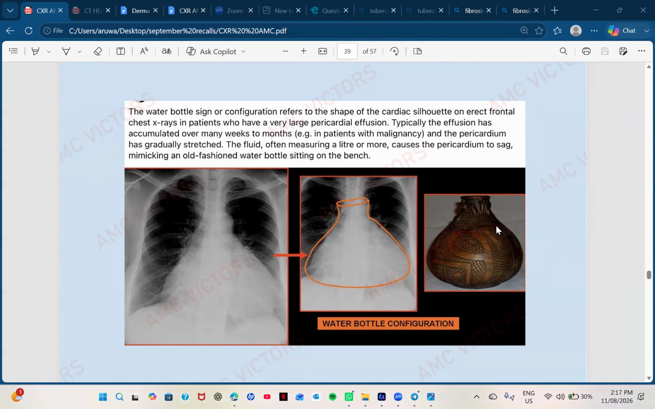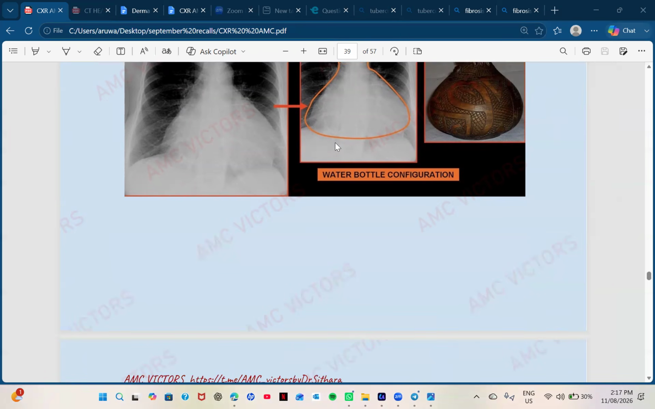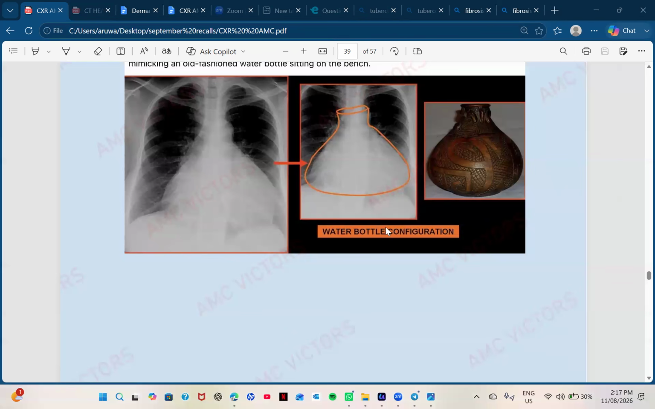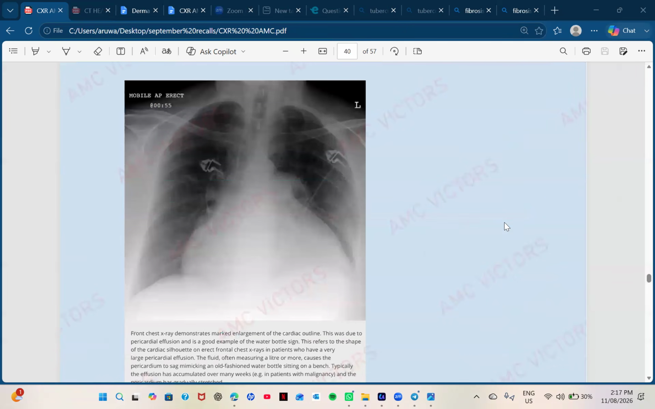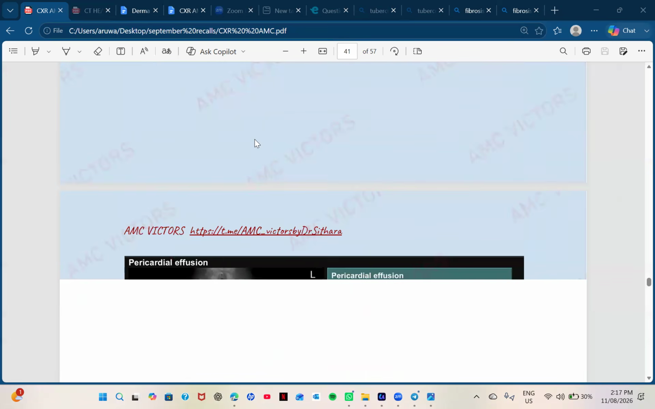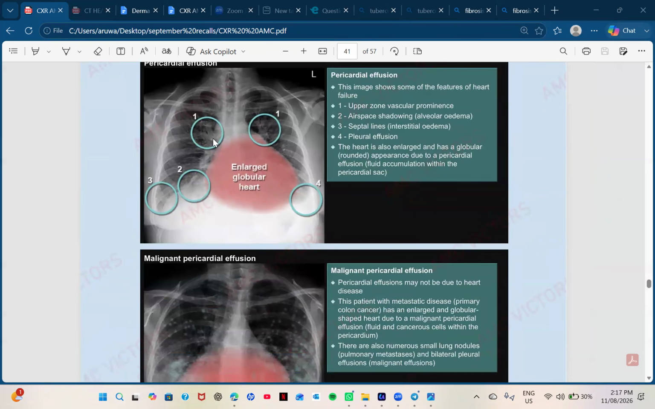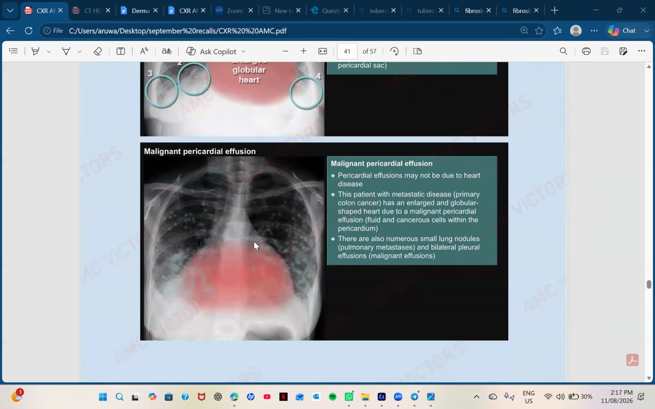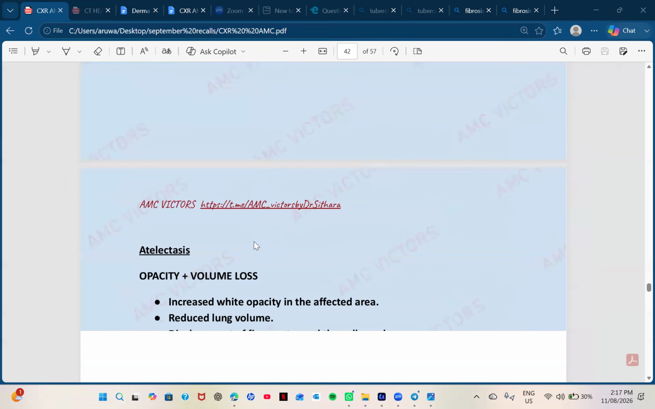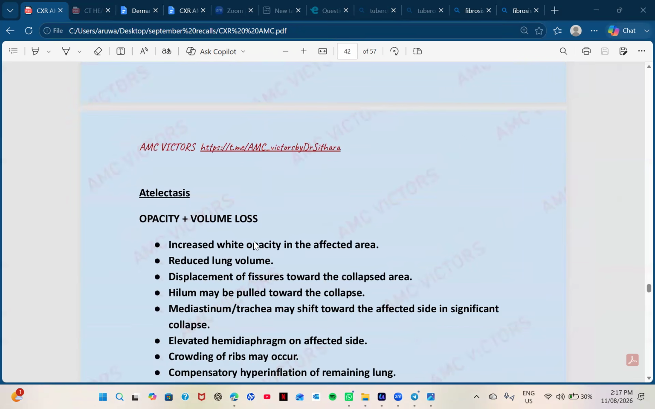Okay, here you can see the water bottle sign. It's a large water bottle. Remember this water bottle, okay? Not like the typical water bottle, it's like a nice pot, right? Here the water bottle sign. Here, an enlarged globular heart. It's like a water bottle, right? Pericardial effusion.